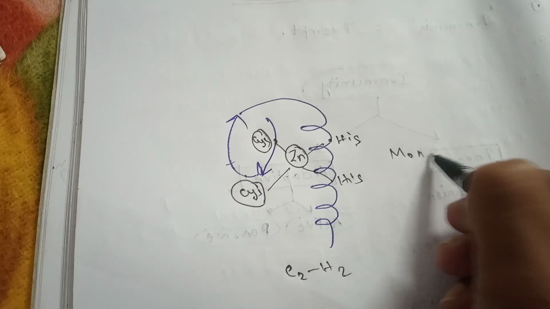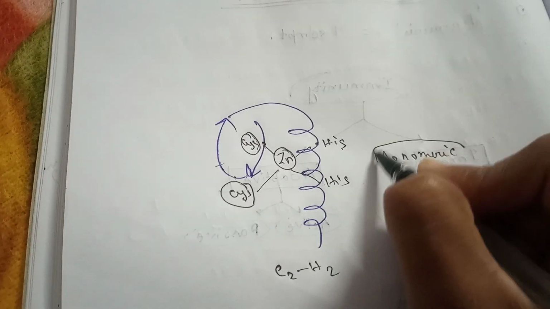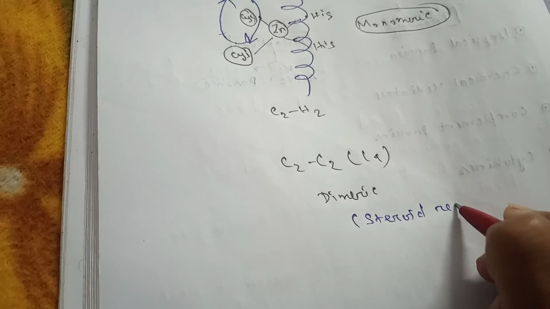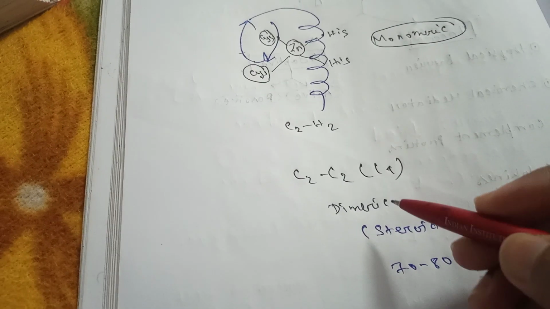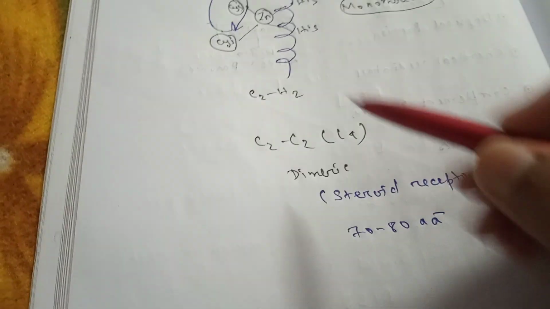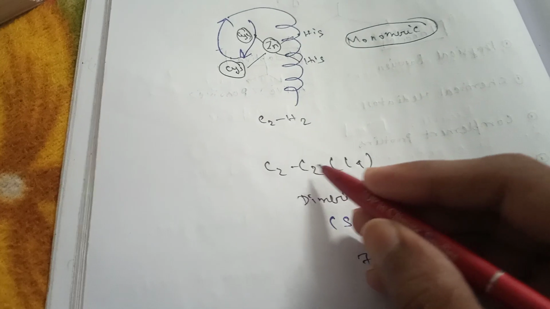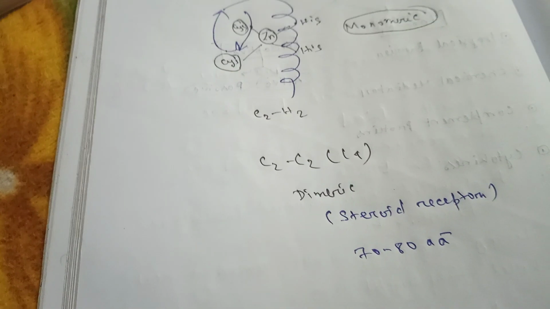That's why it is called monomeric. But for C2C2, there will be two zincs. That's why it can be called dimeric. Mostly it will be seen in the steroid receptors. The DNA binding domains of these factors will be 70 to 80 amino acids long, and obviously will contain 2 zinc ions. That's why dimeric. So C4 or C2C2 is dimeric, C2H2 is monomeric. Both C2H2 and C2C2 will have their own particular consensus sequence.